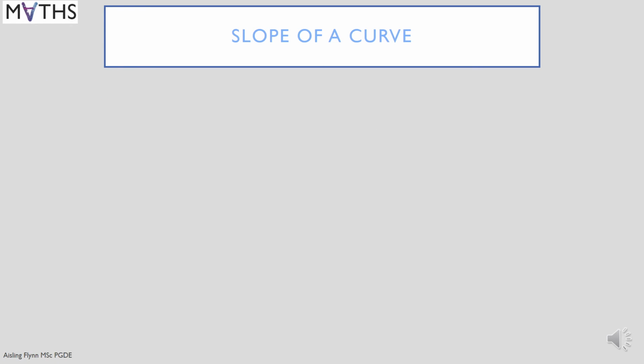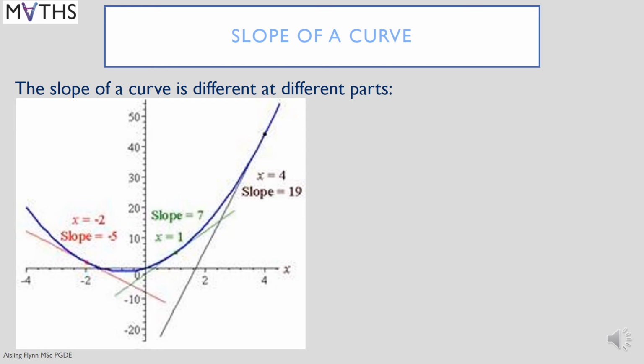Okay, what about the slope of a curve? The slope of a curve is different at different parts of the curve. So let's look at this diagram. So the curve comes down to a minimum point, so there we've got a minimum, and then it increases again. Okay, so let's take that point of minimum and let's look to the left and to the right of it.